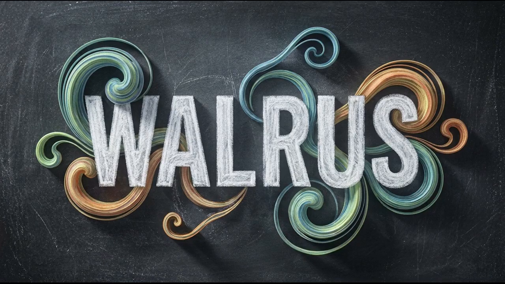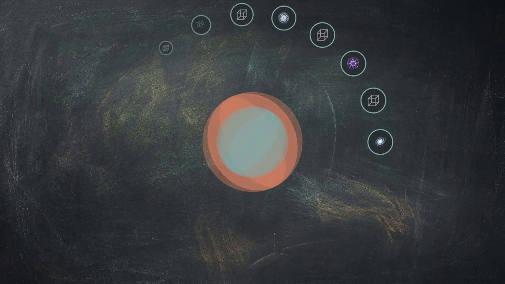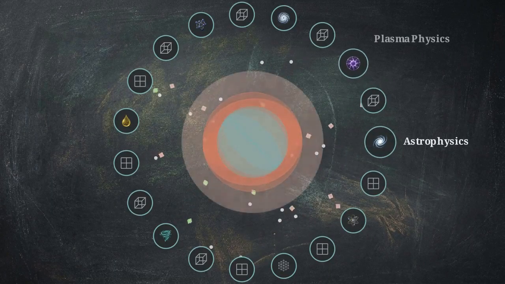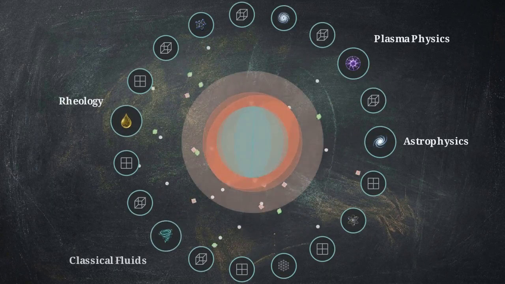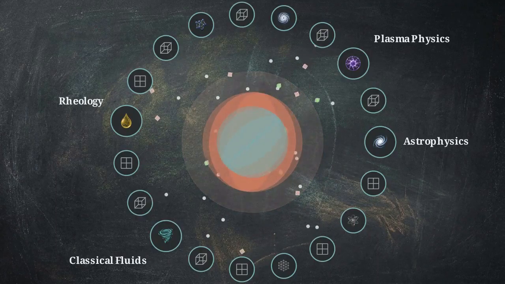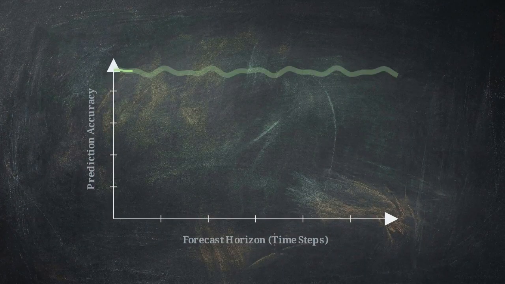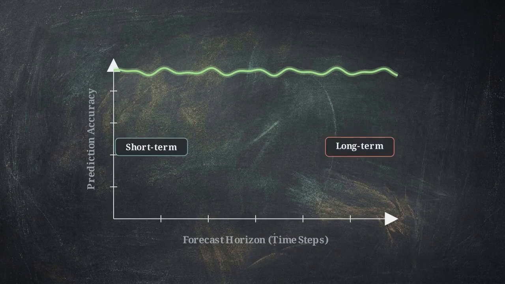This is Walrus, a 1.3 billion parameter transformer designed specifically for fluid-like continuum dynamics. Its pre-training data spans 19 highly diverse scenarios. The model ingests everything from astrophysics and plasma physics to rheology and classical fluids. By integrating both two-dimensional and three-dimensional data, it achieves state-of-the-art short- and long-term prediction across these distinct scientific domains.